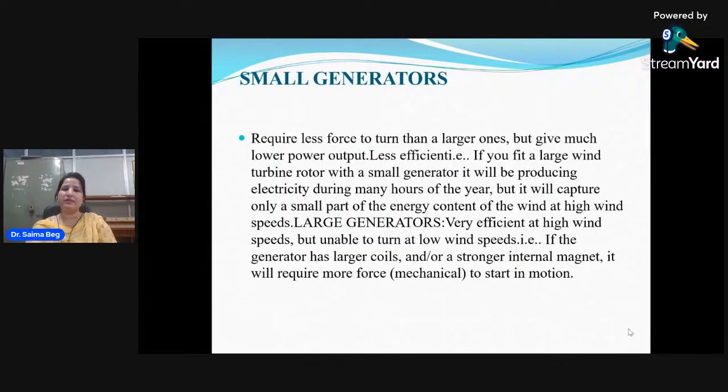Small generators require less force to turn than larger ones, but give lower power output. That's why they are less efficient. And large generators are very efficient at high wind speeds. If the generator has larger coils or a stronger internal magnet, it will require more force to start in motion.